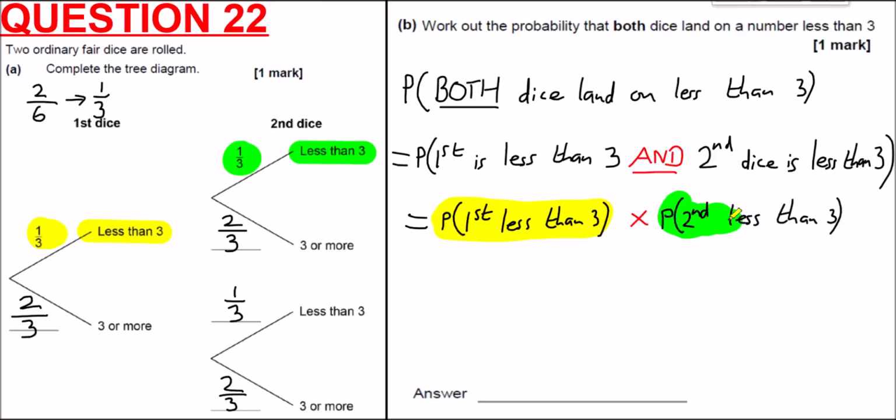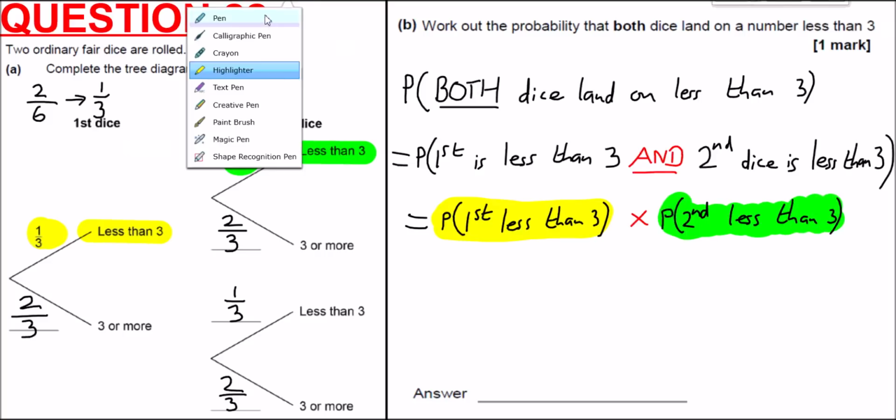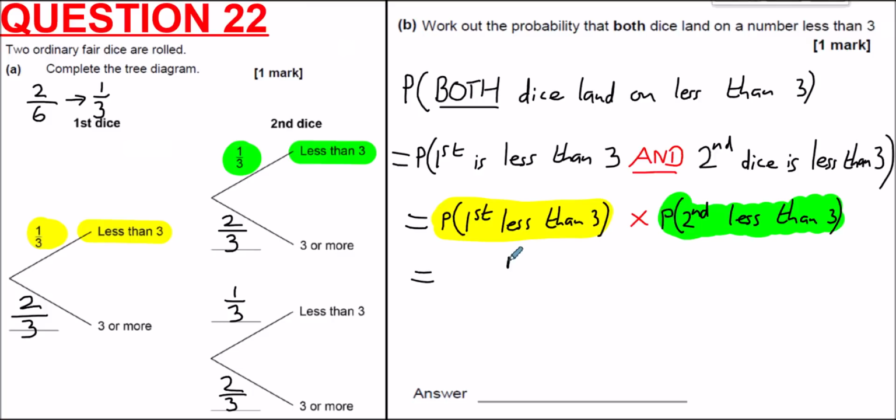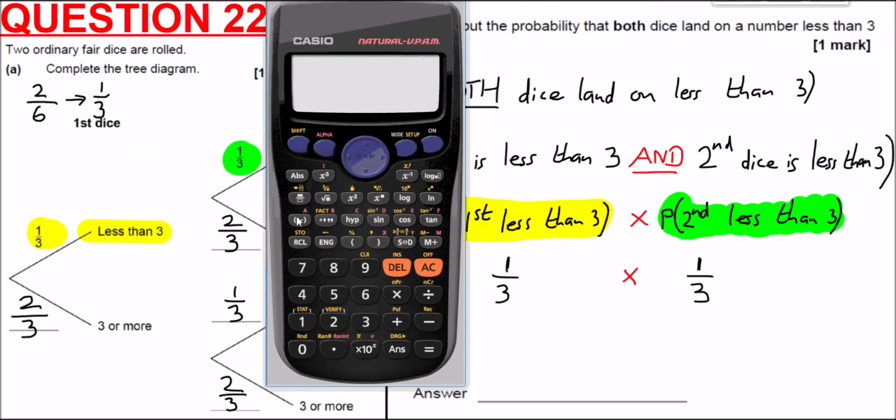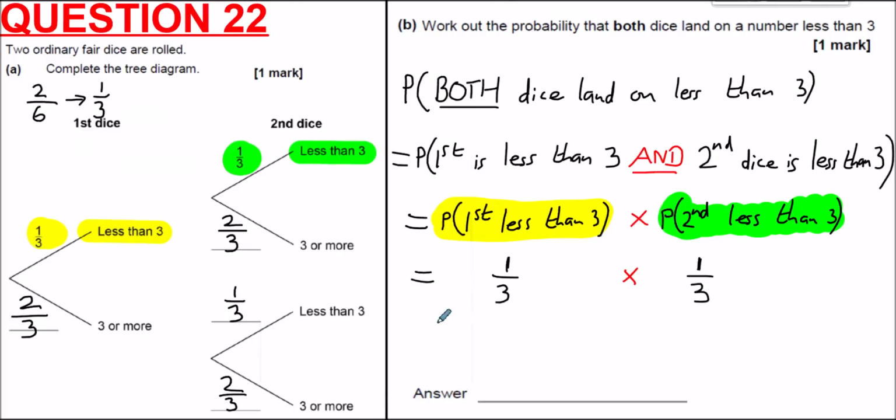And so all we're going to need to do here is 1/3, which is the probability of the first dice landing on less than a 3, and multiply that by the 1/3 chance that the second dice is also less than a 3. So 1/3 multiplied by 1/3 is the calculation we need to do now. Press equals, we get 1/9. It's a 1 in 9 chance. And that's part B done.